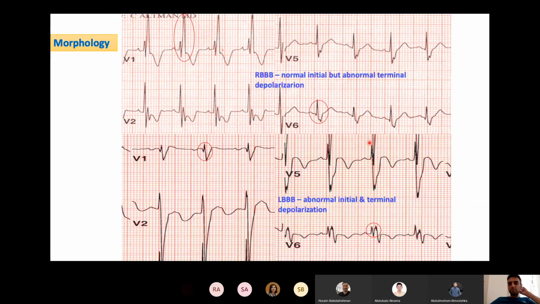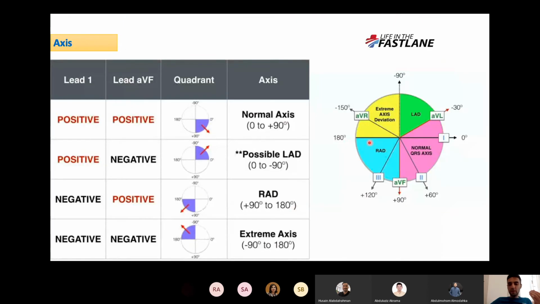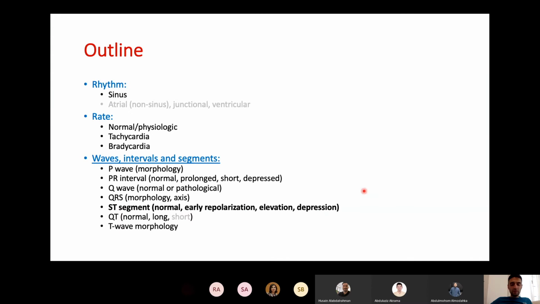Okay, and then axis, you all know axis, being positive in lead 1 and aVF, and leads 2 and 3 and aVF should all be positive, and this is normal axis. Like a P wave. And if it's elsewhere, of course, then your axis changes, right axis or left axis and so forth. Okay, so QRS is easy.